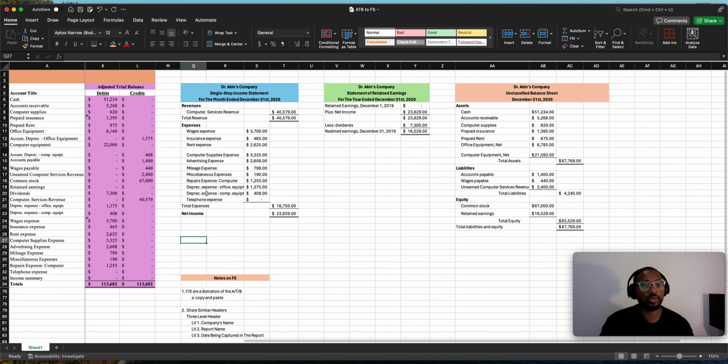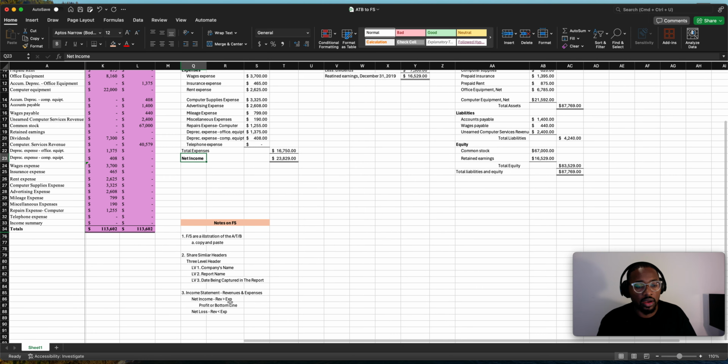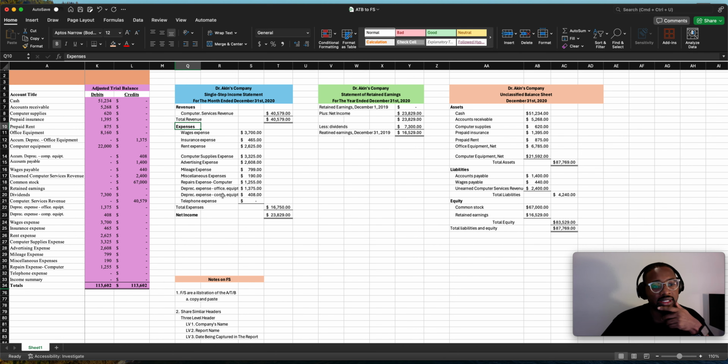But teachers and professors usually just stay on the net income side because it's for learning purposes and it's cleaner to learn through net income. But there is potential also for net loss. So just keep your head on a swivel because your professor may throw that in there, either in an exam or a quiz or whatever. All right, so again, revenue and expenses, and then net income.